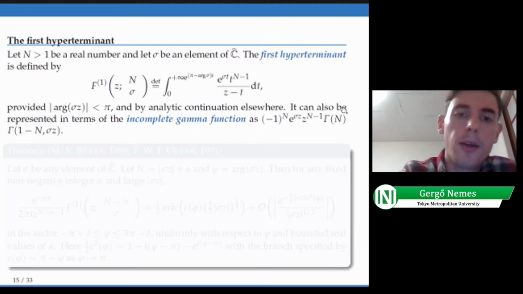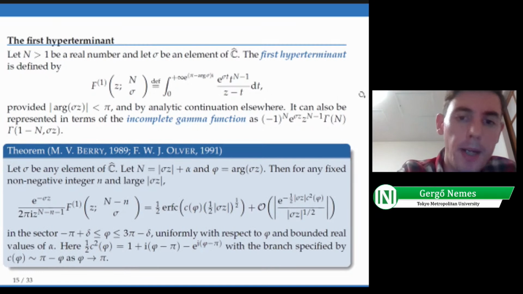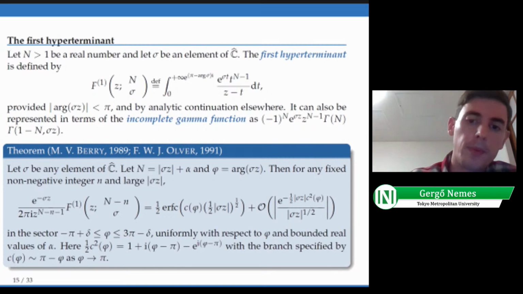At optimal truncation, hyperterminants will appear where this n parameter has the size about z times the absolute value of sigma. So we need an asymptotic description of this function in that case. Such a description was found first by Berry and then a slightly improved version by Olver a few years later. I'm quoting here Olver's result.